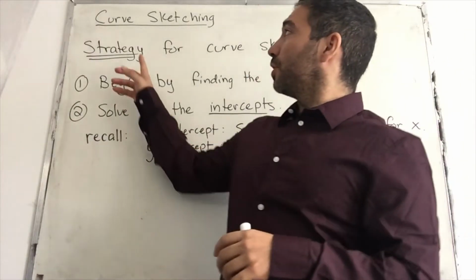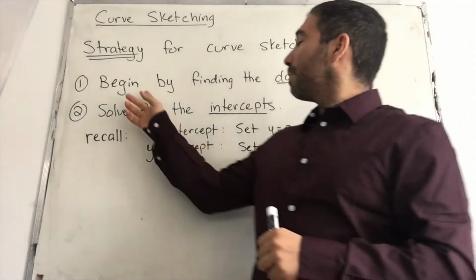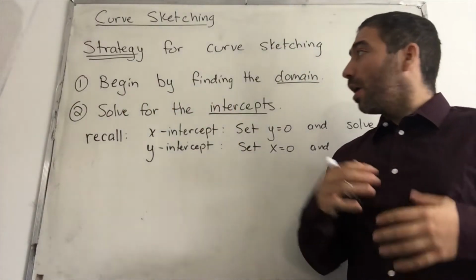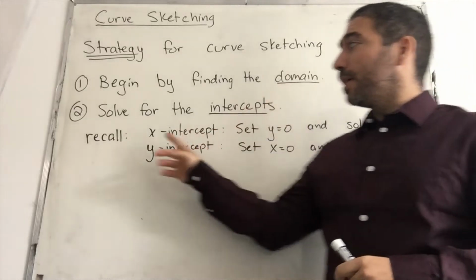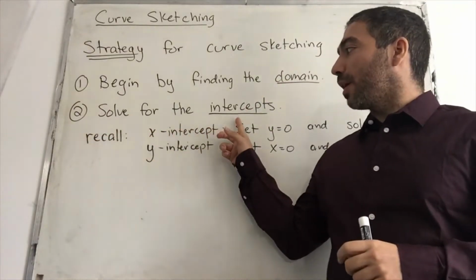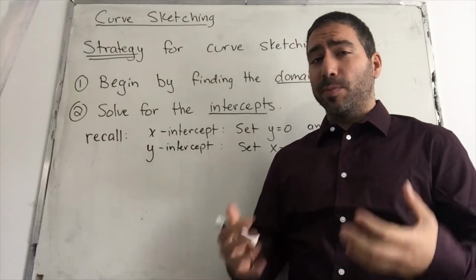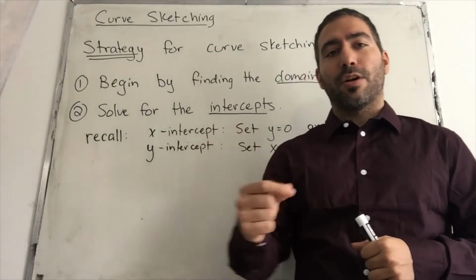problems. So the strategy for curve sketching, first we begin by finding the domain of the function. So we're looking for the x values for which the function is defined. So that's step one. Step two, you're solving for the x and y intercepts. This is valuable information because it's giving us actual points that are on our graph.